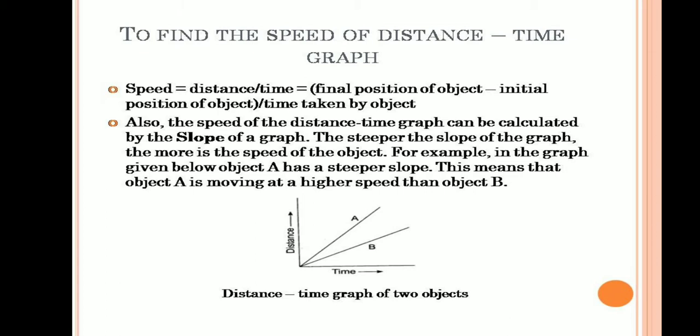To find the speed from a distance time graph, what is the formula to find speed? Speed is equal to distance by time. Here the distance will be the final position of the object minus the initial position of the object, divided by the time taken by the object. Also, the speed can be calculated from the slope of the graph. The steeper the slope of the graph, the more is the speed of the object. For example, in the graph given below, A has a steeper slope. This means that A is moving at a higher speed than object B.